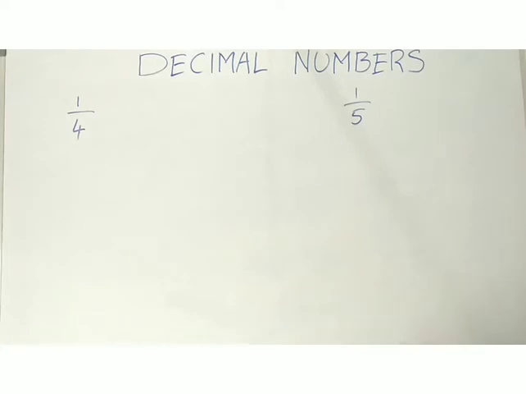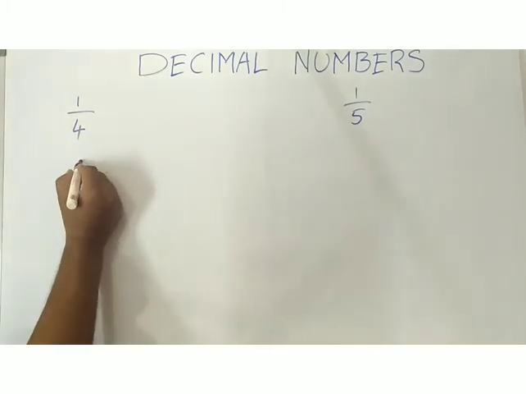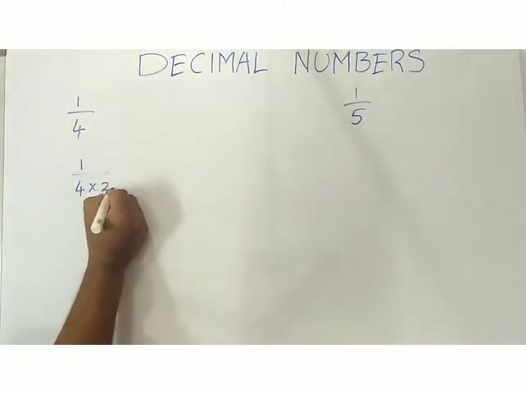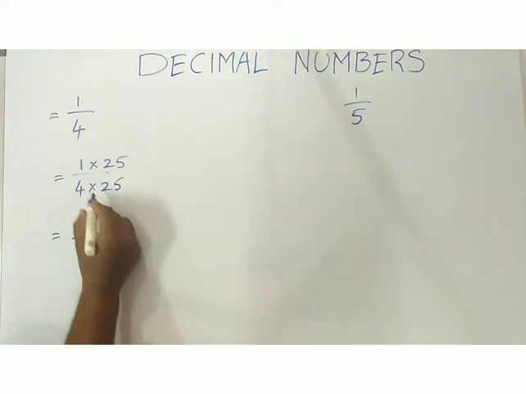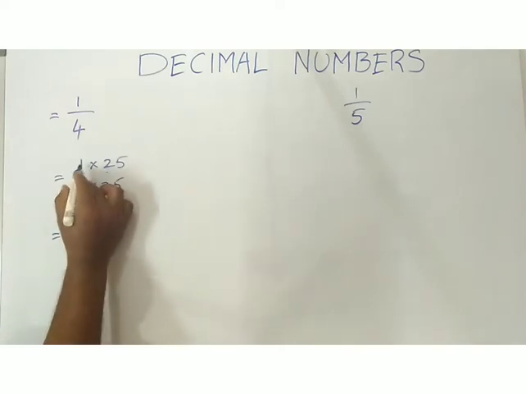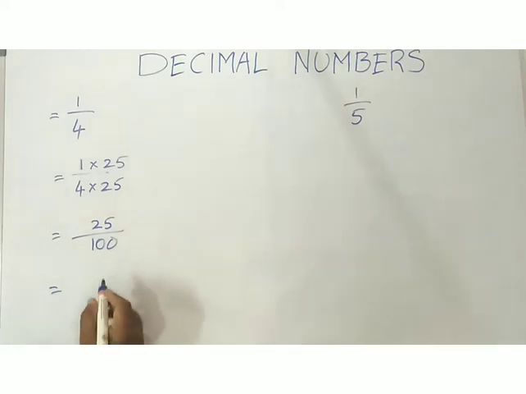We cannot get the denominator as 10 or 100 in all cases. Sometimes we may get 1 by 4, 1 by 5. So now what do we want to do to convert into a decimal number? See the 4. Suppose I multiply by 25, then the denominator will become 100. Upside, 1 into 25 is 25. Now 2 zeros are there, so the decimal place will come after 2 digits. So here the answer is 0.25.